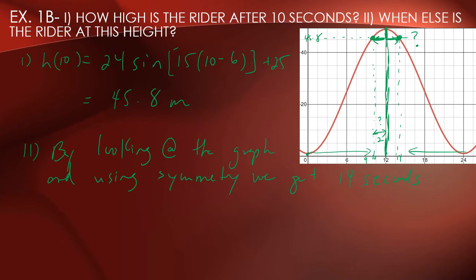If I asked you for 2 more times, all you have to do is add the period. What's our period? Our period is 24 seconds. So we could take 10. What's 10 plus 24? Well, that's 34. And we could take 14 and add 24. What's that? That's 38. And those we got by doing 10 plus 24 and 14 plus 24. Remember, 24 was our period, which means it's going to repeat every 24 seconds.